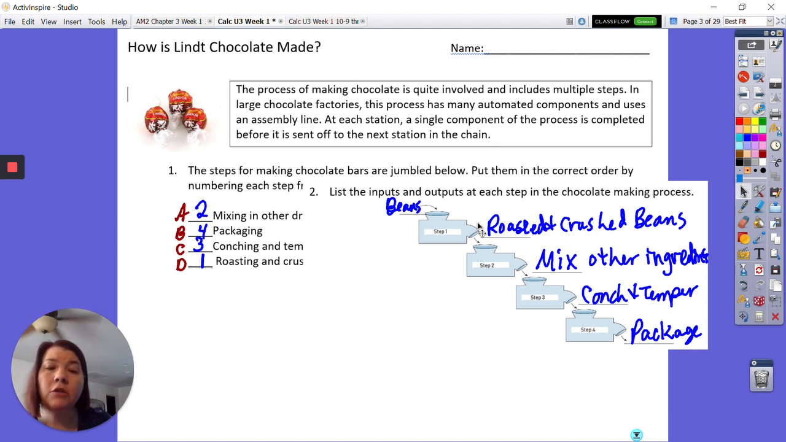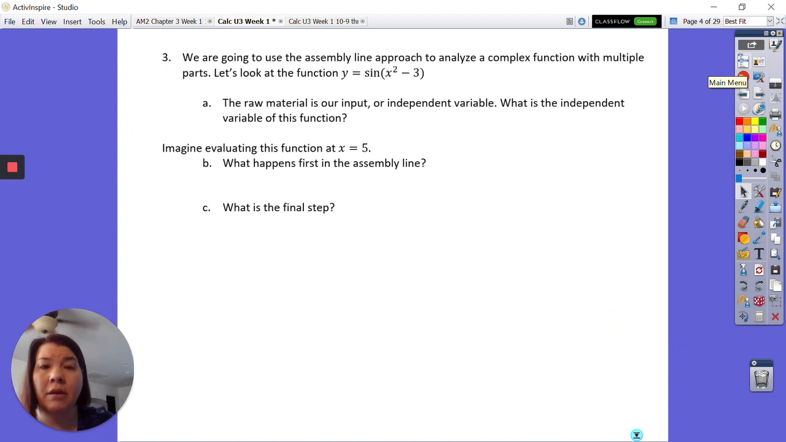Pretty simple, right? If you recall, we've talked about this before, with inputs and outputs and multiple functions in previous courses, where you have to take one thing and make another. The chain rule is about most functions, which are functions put together. So we're going to use this assembly line approach to analyze a complex function like this one. How would we take the derivative of y equals sine of x squared minus 3? The raw material is your input, or independent variable. What is the independent variable of this function? In this case, I believe it's x.